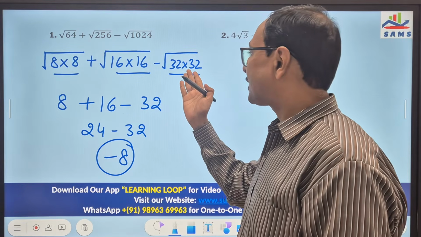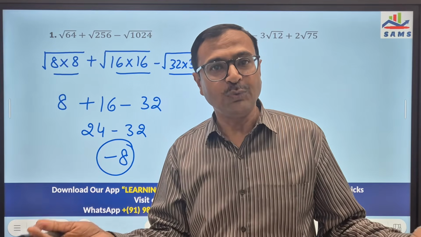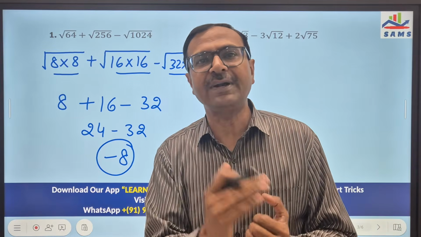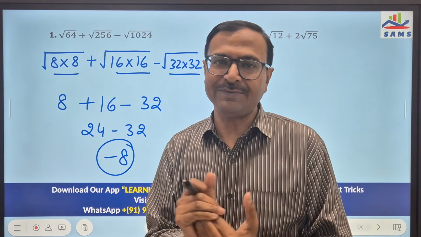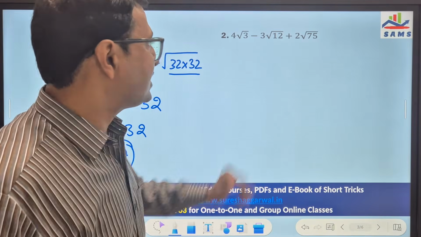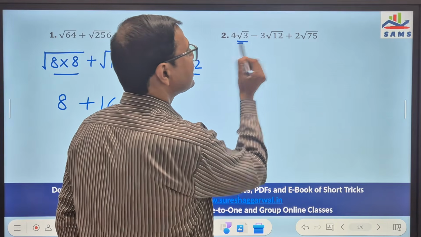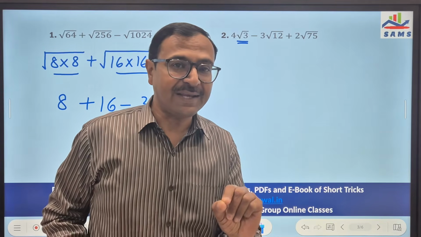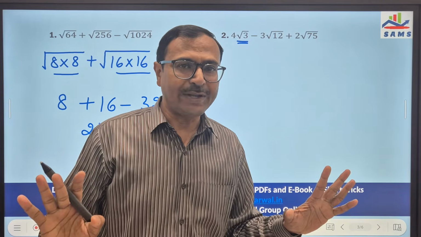That is the actual factorization of 1024. So as per your comfort level, as per your mastery of this skill, you can skip the steps. Likewise, if you see this question, here this 3 inside the radical sign is a prime number. So I can't do anything with that.